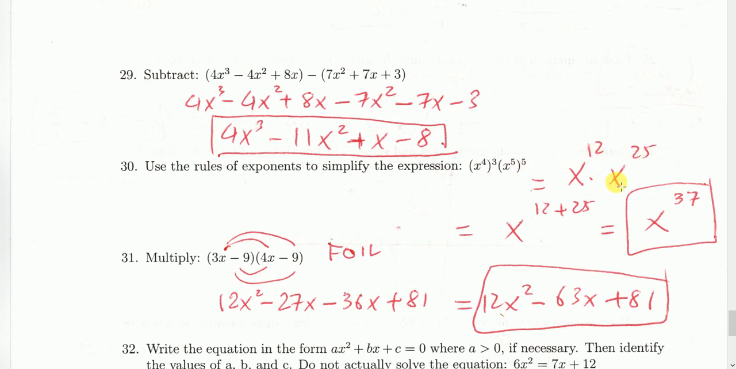Now, when you multiply the two x terms together, if they have the same base x, we can add the exponents together. So x to the 12 plus 25, and 12 plus 25 gives you 37. So x to the 37 is the final answer.